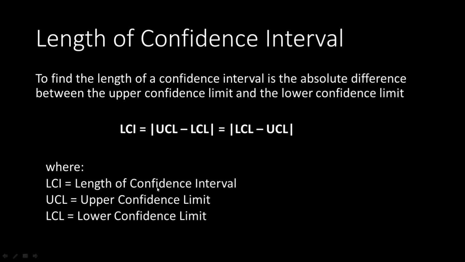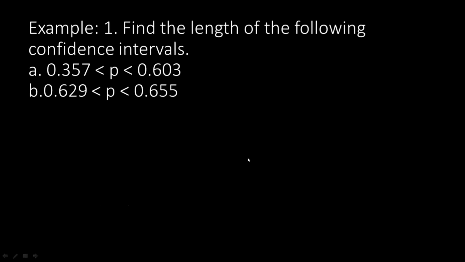So, LCI is length of confidence interval. So, yung UCL is the upper confidence limit and LCL is the lower confidence limit. So, example, find the length of the following confidence interval.